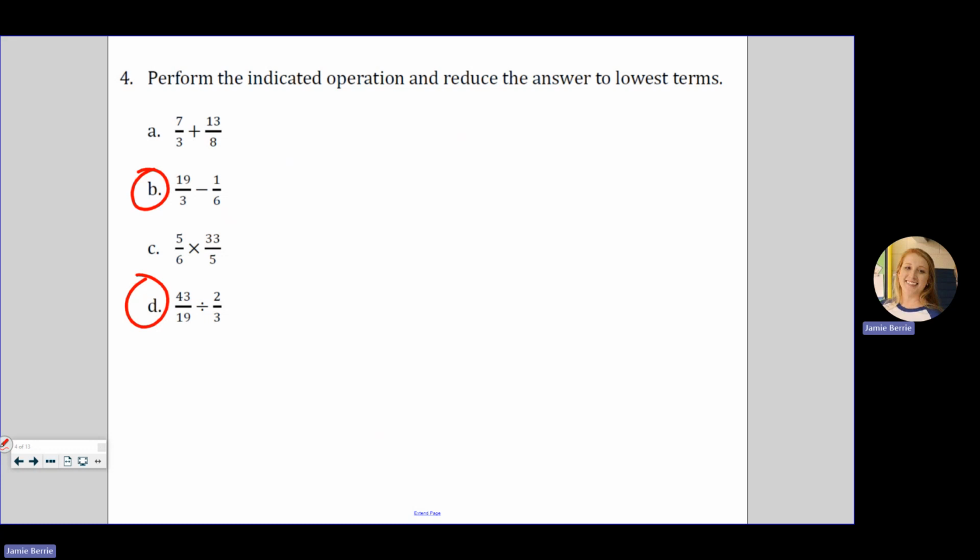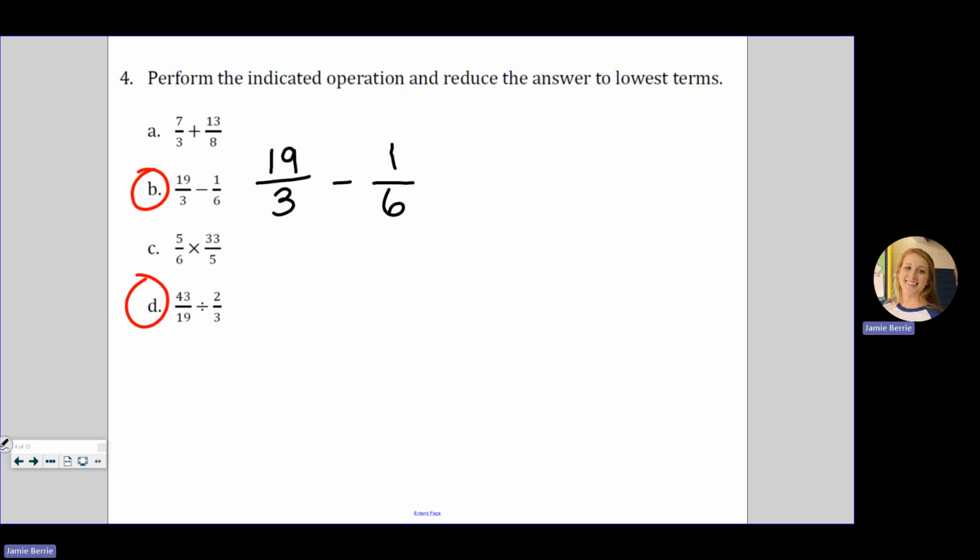All right, if you can't see that over there in the corner, this is 19 over 3 minus 1 over 6. This one's actually not too bad. We need to get a common denominator because we're subtracting. If you're adding or subtracting, you gotta have a common denominator. So what should I do here to get a common denominator?